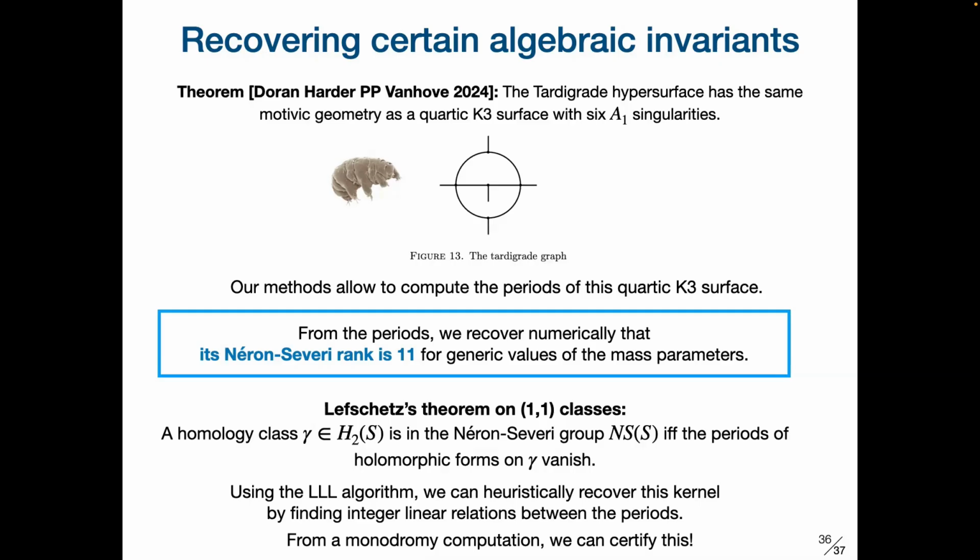And the way you do this is just by computing these periods with a very high number of digits, and then finding some linear relations between these periods with rational, rather integer, coefficients. This relies on this theorem of Lefschetz that tells you that a homology class is in the Néron-Severi group if and only if the periods vanish on this cycle. And this is something you can do explicitly using the LLL algorithm. And you can then certify this from a monodromy computation.